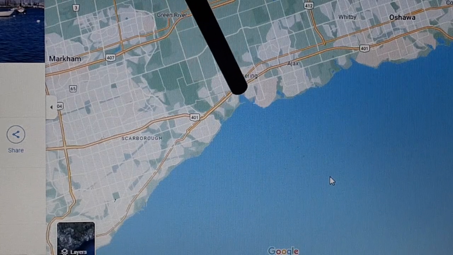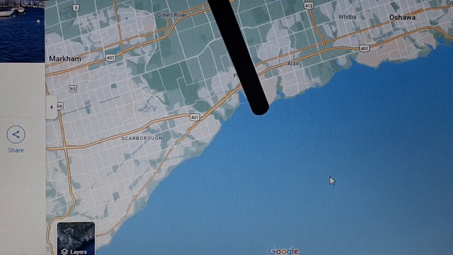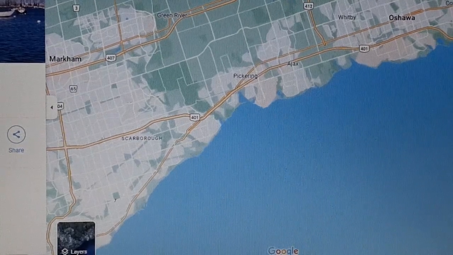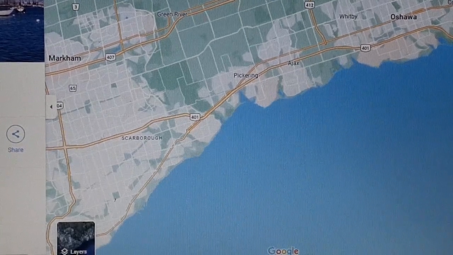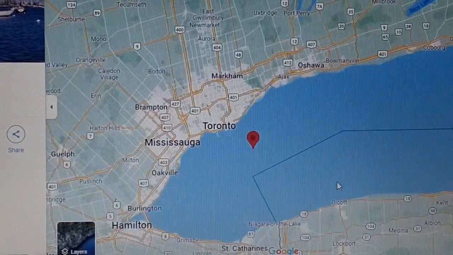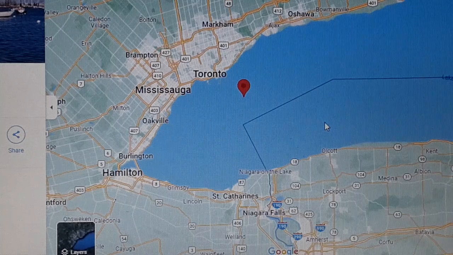So if you have a boat in the marina, you've got to go out through this little opening to get out into the lake. So if the boys did take that boat, they had to do that. But that is where Pickering is. You can see where it is in relation to Toronto, depending on where you live.